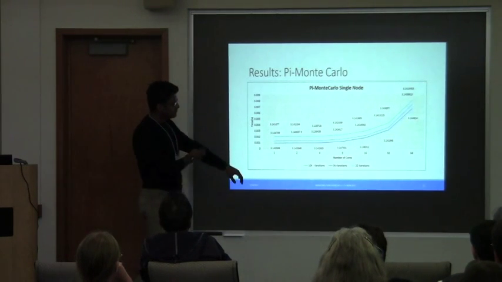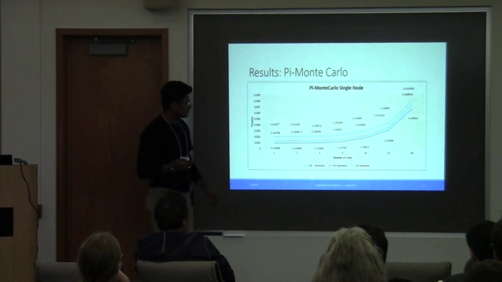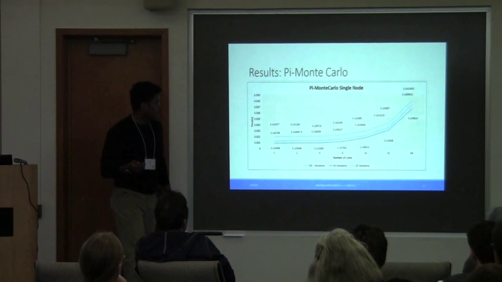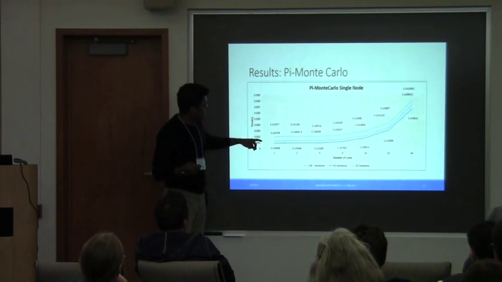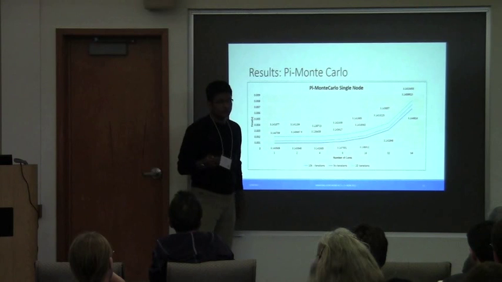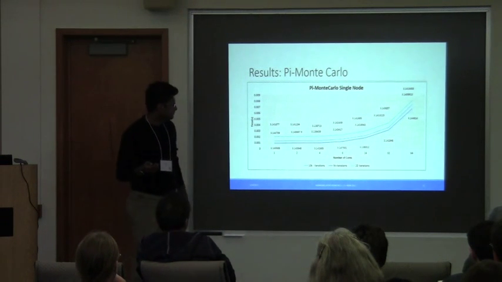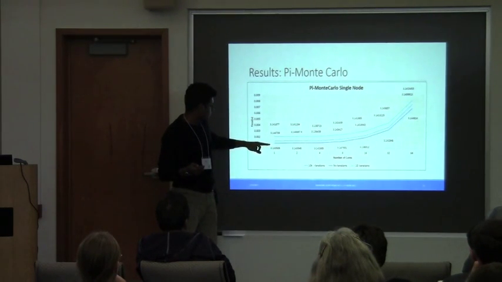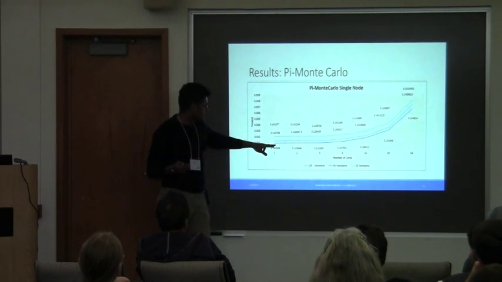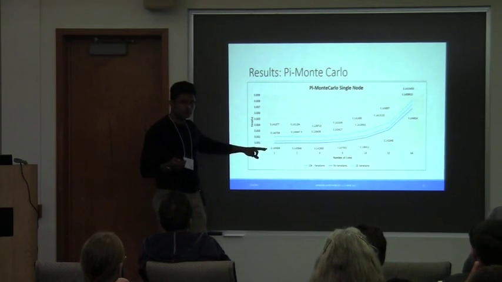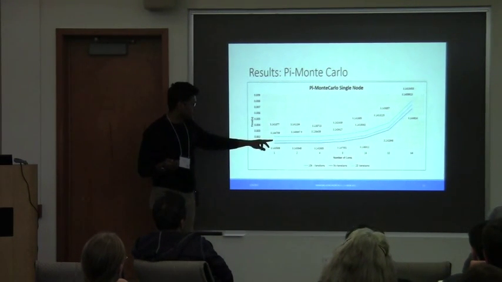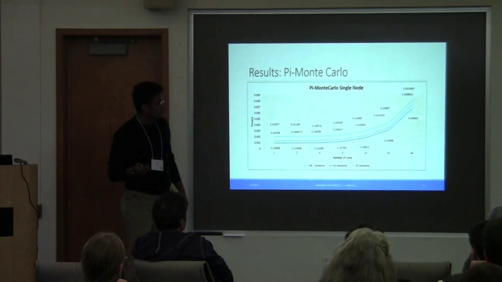This is just a time graph for the experiment with the pi Monte Carlo, where we observe that as the number of iterations increases, the value of pi becomes more stable. So the lower one is with 5k iterations per thread or per core. This is with 10 iterations, and this is with 20 iterations.